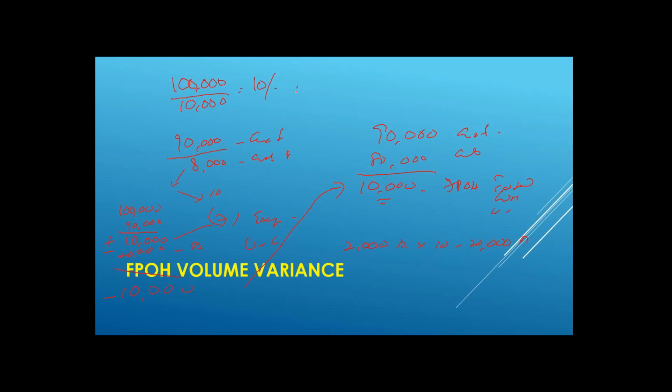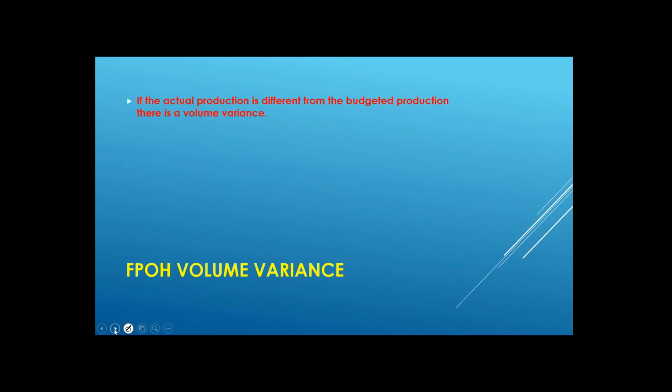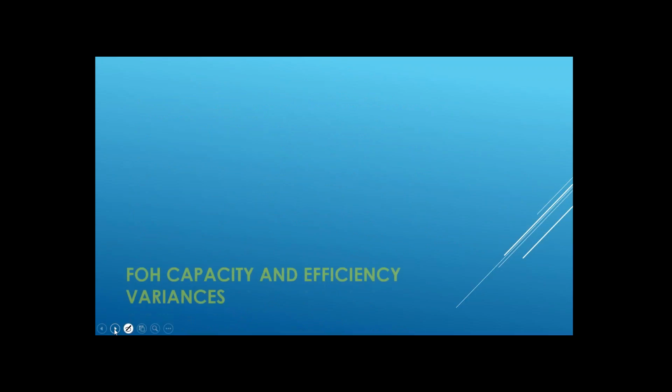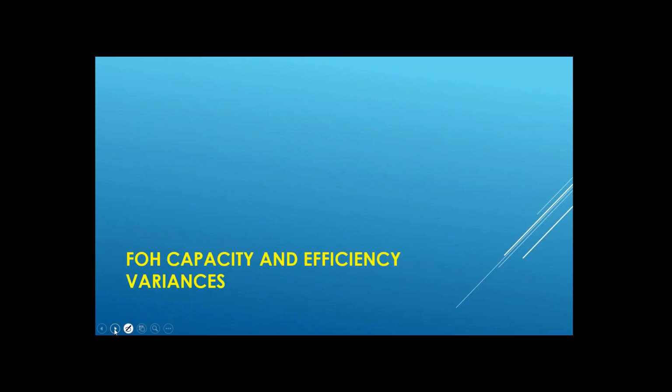So your total fixed production overhead variance can be split into two: expenditure variance and volume variance. So that is what you need to know about the fixed production overhead volume variance, right? That's basically what we need to learn about that one. So that variance, just like in the idle time topic, we can look at something called a capacity variance, and that can be done only if your overheads are absorbed based on hours.